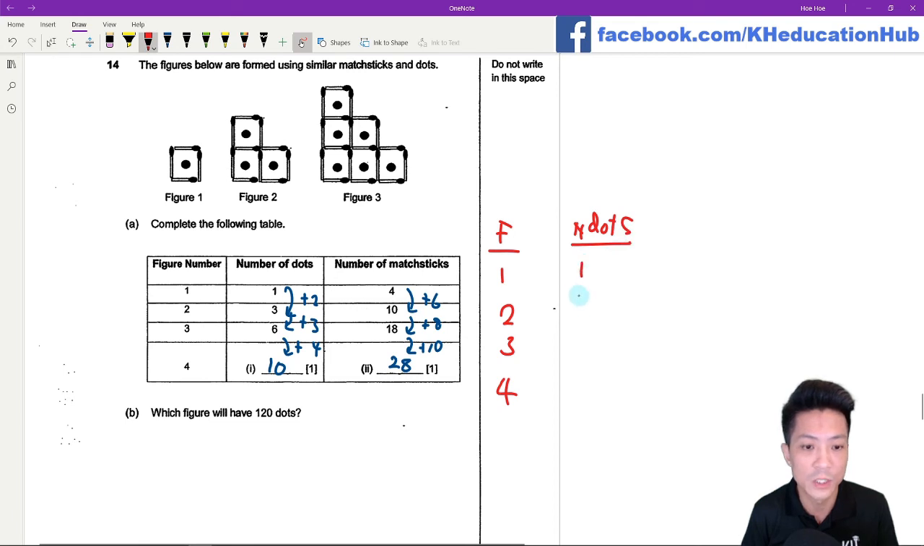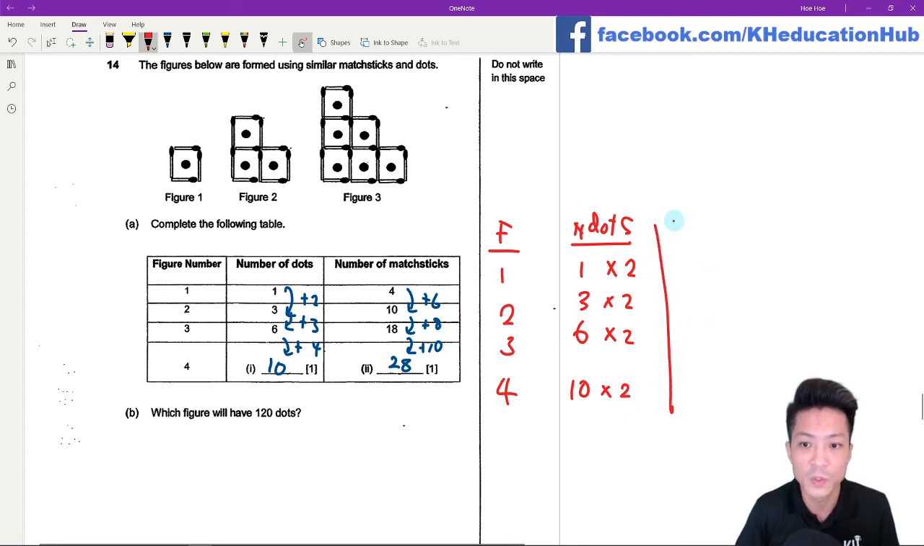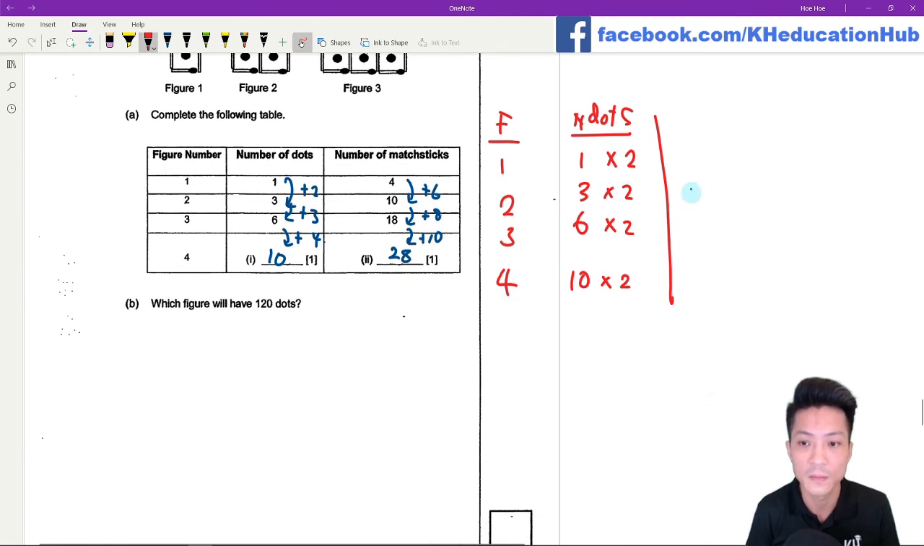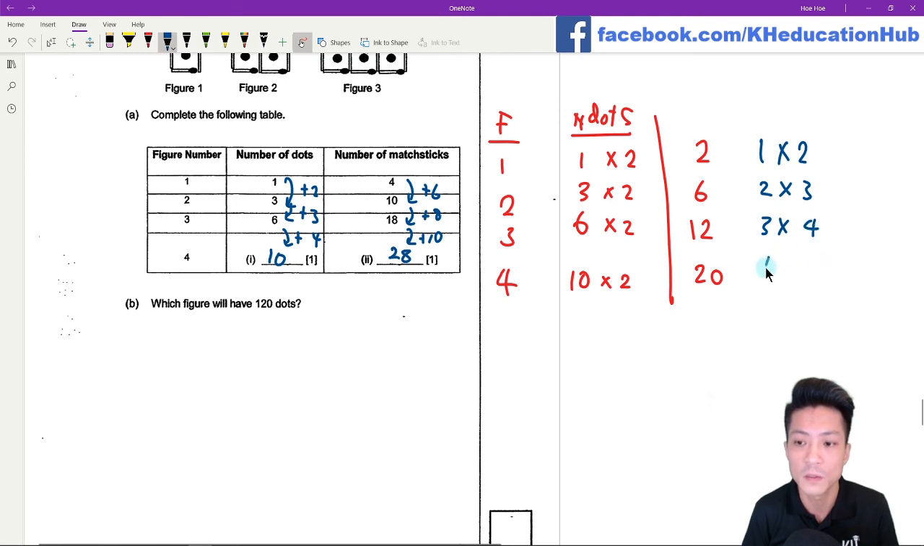I'm gonna write down the original number 1, 3, 6, 10. Multiply by 2 to each and every one of them. Okay, I'm going to get 2, 6, 12, 20. And we have to realize this is 1 times 2, 2 times 3, 3 times 4, 4 times 5, and so on.